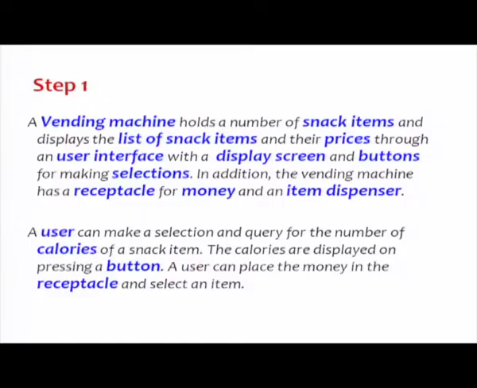See now what is highlighted. What is highlighted is precisely what the user is thinking. The step 1 is the user is only thinking of this. The same specification, the step 1, very quickly we have highlighted what the user is having in the mind: vending machine, snack items, list, prices.